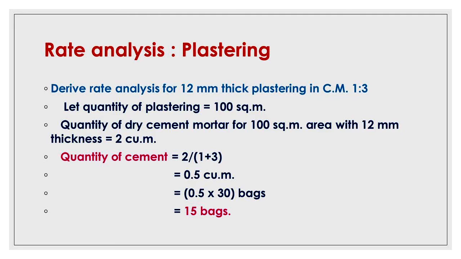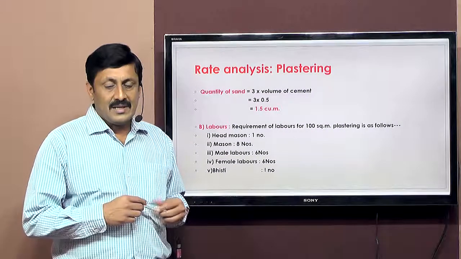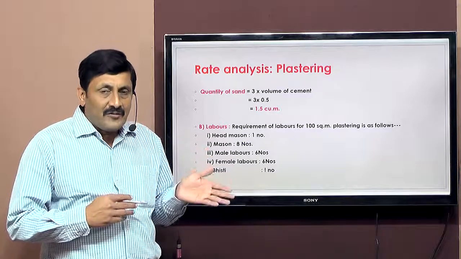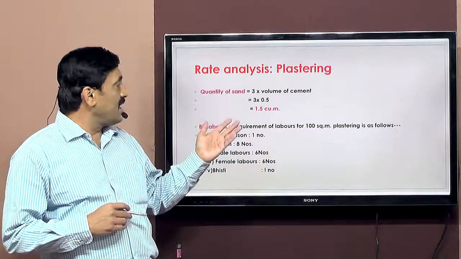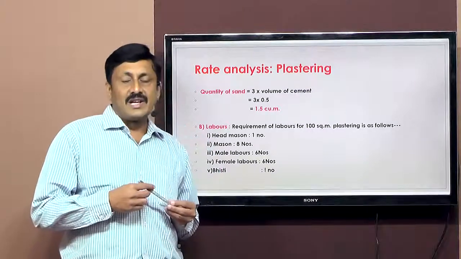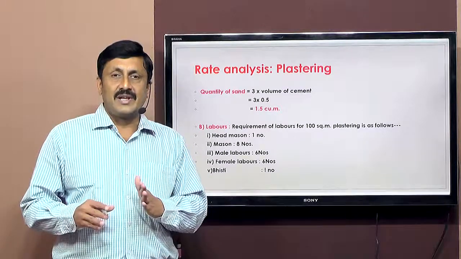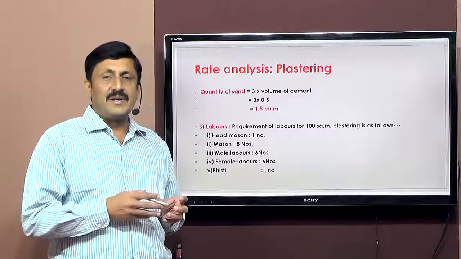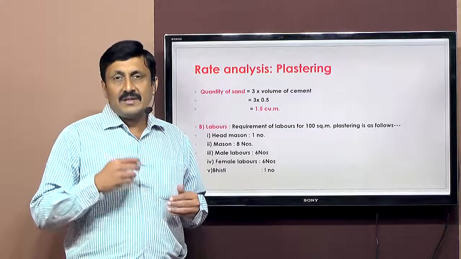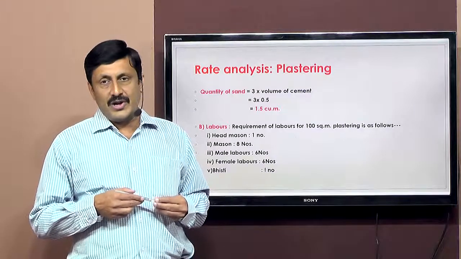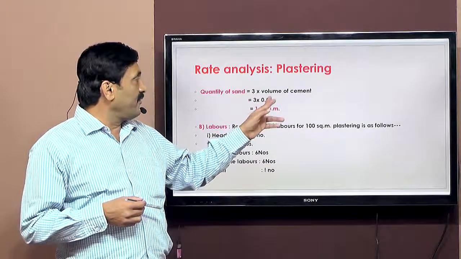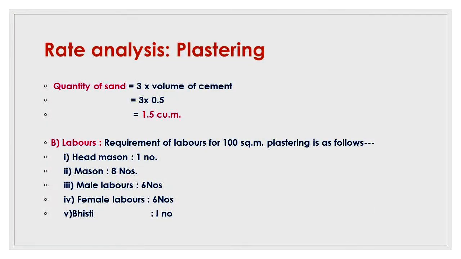Then we will proceed towards the sand. After finding the quantity of cement, we'll see how much quantity of sand is required. As you know, the proportion of cement and sand is 1 is to 3. So whatever the volume or quantity of cement is, 3 times of that will be the volume or quantity of sand. So 0.5 cubic meters is the volume of cement. So the quantity of sand will be equal to 3 times the volume of cement. It comes to 3 into 0.5, so it comes to 1.5 cubic meters.